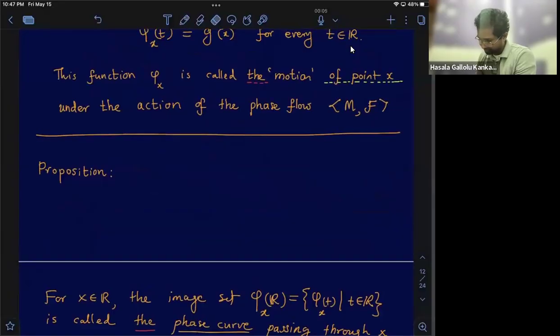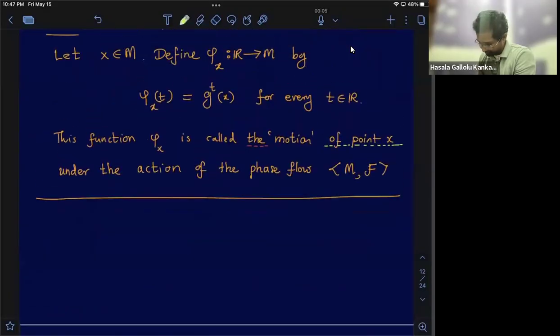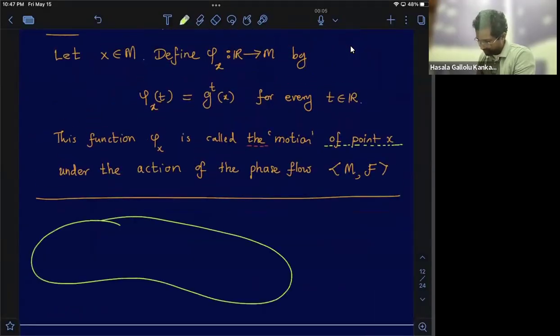we are going to have a proposition, but before getting to a proposition, let's have a picture for this. So what are we going to have? So here's M and here's X.